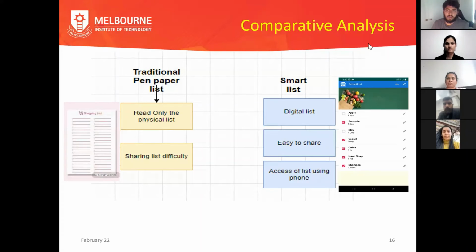Hi, this is Ishwar. I'm going to present the comparative analysis slide. This is our traditional pen paper list that we usually make in our daily lives, and this is our smart list. Next slide, please.